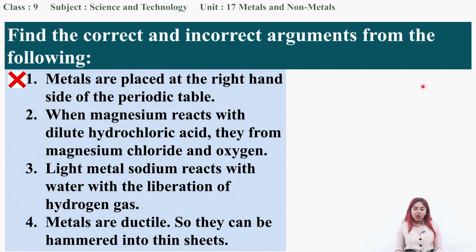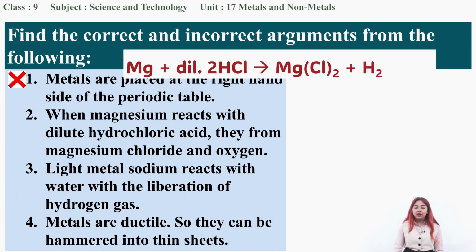Now the second argument. When magnesium reacts with dilute hydrochloric acid, it forms magnesium chloride and oxygen. Is this true? No, it's not true. Why? Because when magnesium reacts with dilute hydrochloric acid, it displaces the hydrogen present in the hydrochloric acid, and forms the salt of that metal, that is magnesium chloride, with the liberation of hydrogen gas. So it does not liberate oxygen, it liberates hydrogen. So the second option is incorrect.